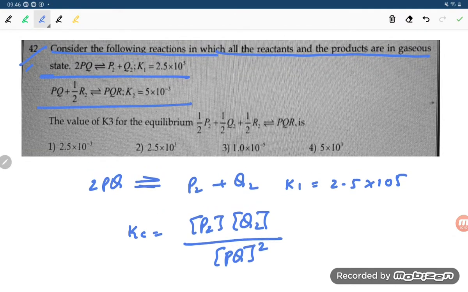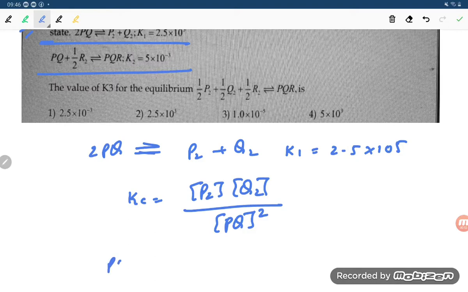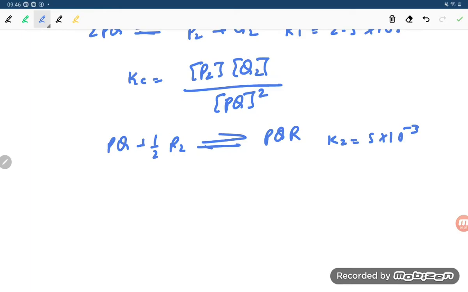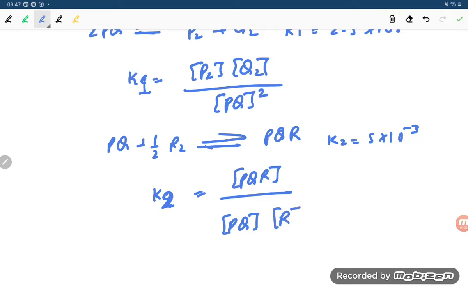Now the second reaction they have given: PQ plus 1 by 2 R2 giving PQR, and K2 for this is 5 into 10 power minus 3. So K2 is [PQR] divided by [PQ] in one bracket and [R2] to the power 1 by 2 in another bracket. The value for this is already given.